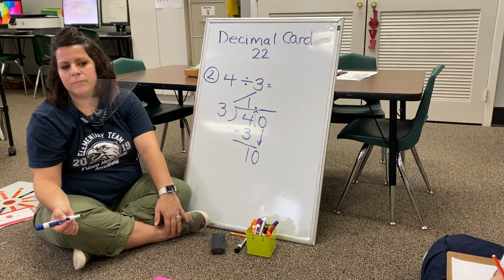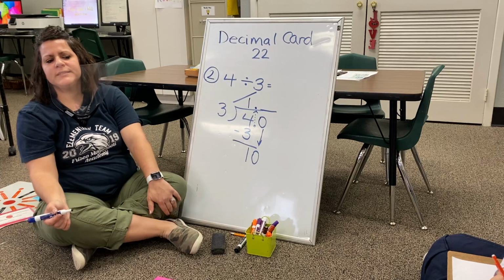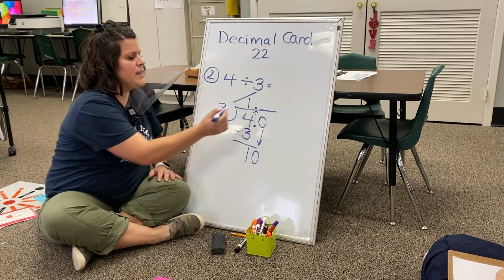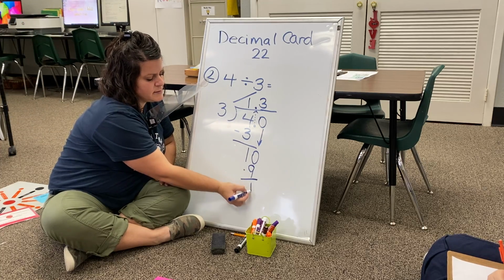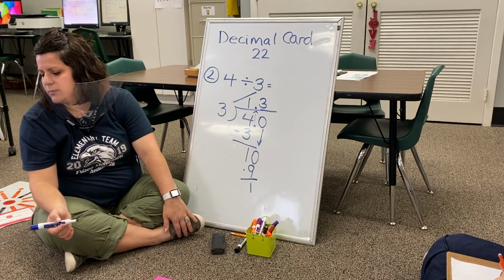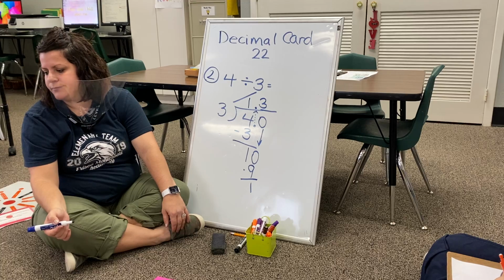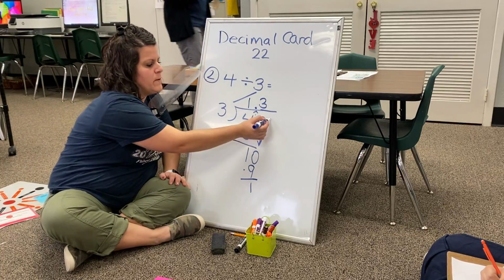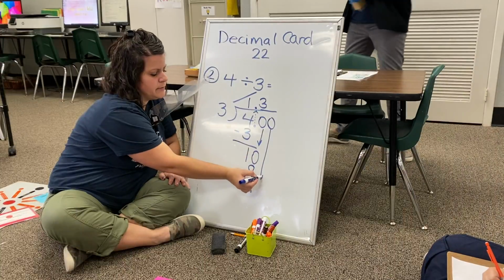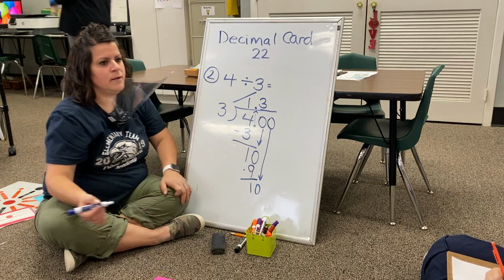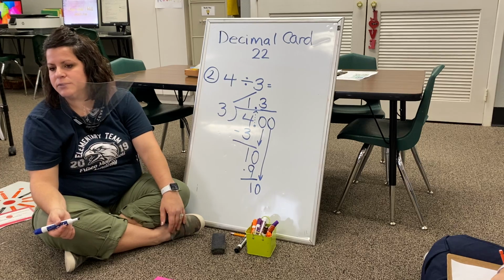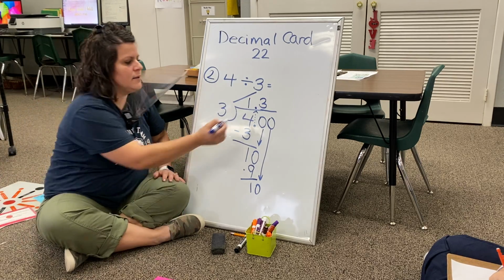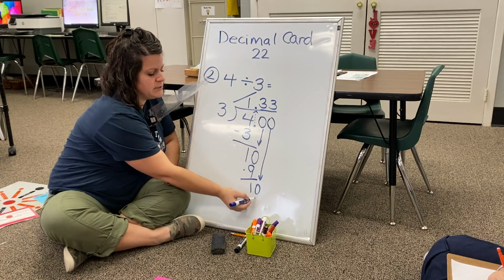And it's a 10. Maggie, 3 times what number gets me close to 10? 3. 3 times 3 is 9. Subtract. Guess what? We have a remainder of 1. You're just going to go on forever. Again, we put another 0. Three times what number gets me close to 10? Viren. 3. 3 times 3 is 9.